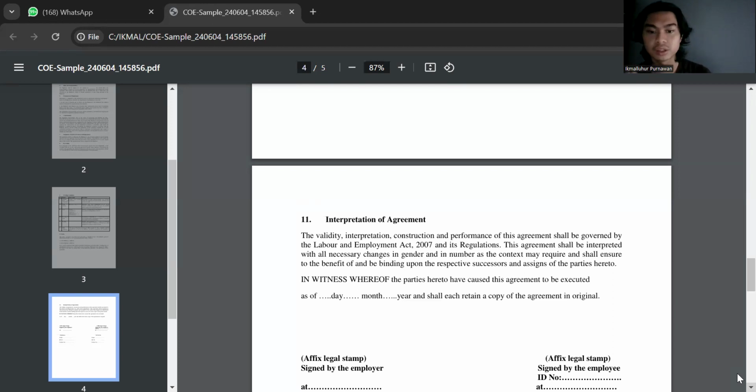This agreement shall be interpreted with all necessary changes in gender and in number as the context may require, and shall ensure to the benefit of and be binding upon the respective successors and assigns of the parties hereto. In witness whereof the parties hereto have caused this agreement to be executed as of blank day, blank month, blank year, and shall each retain a copy of the agreement in original.